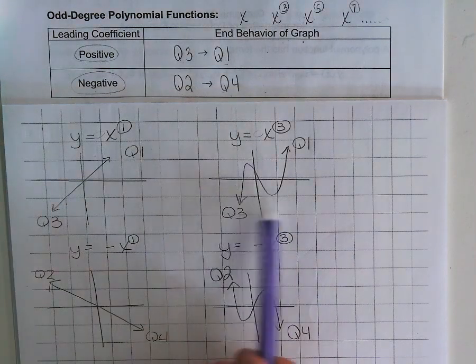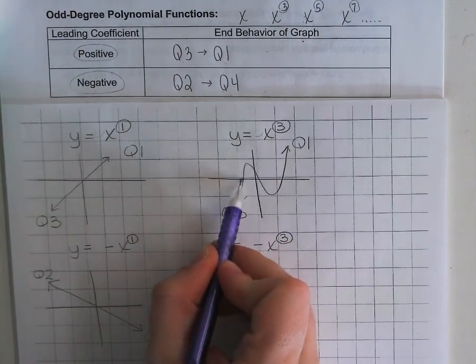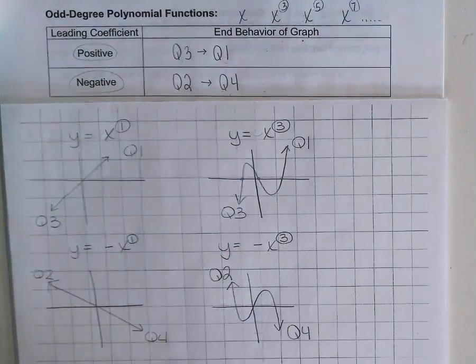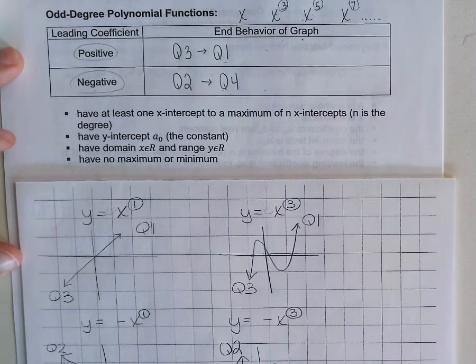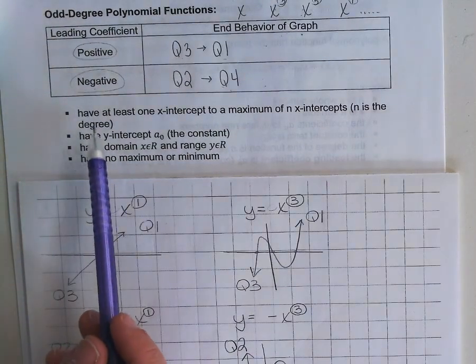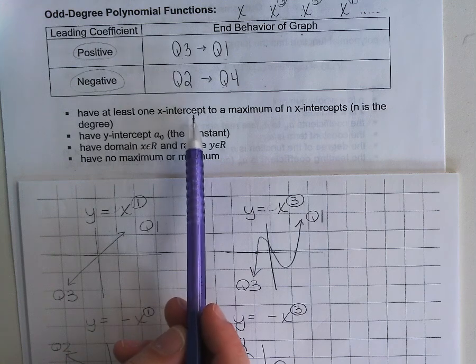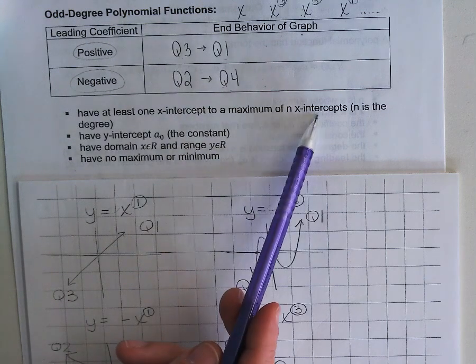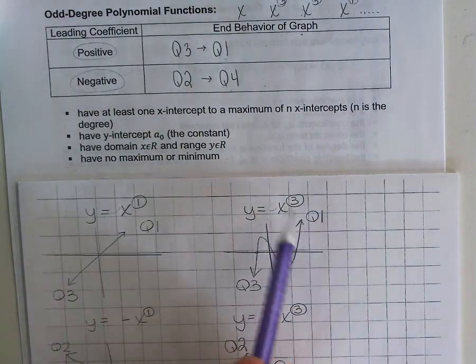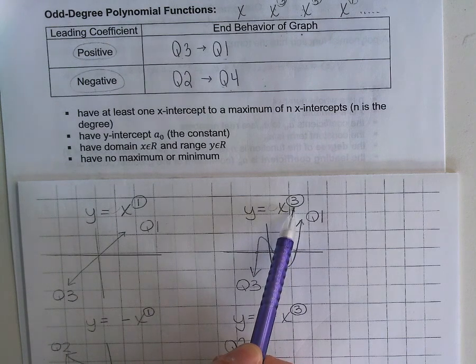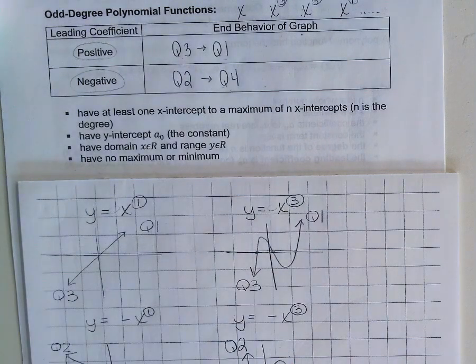Now you'll notice in a cubic function, sometimes they will have multiple. For example, this one that I drew here has 3 x-intercepts. So in general, we can say that odd degree polynomial functions have at least one x-intercept, up to a maximum of n x-intercepts, where n is the degree. For example, in a cubic function, the degree is 3, so I can have up to 3 x-intercepts. A cubic function may also have only one x-intercept, or only 2. You'll see what that looks like when we start graphing these.